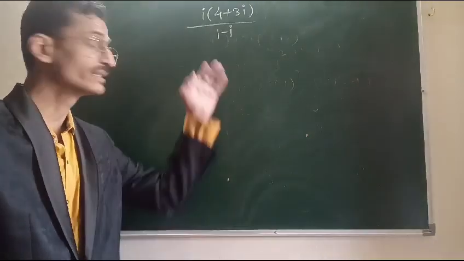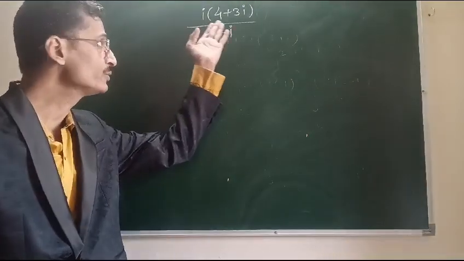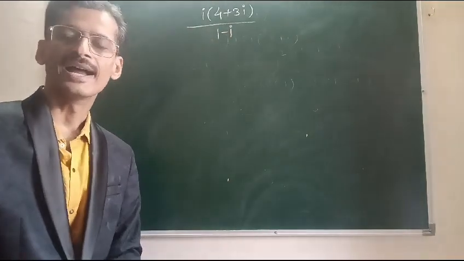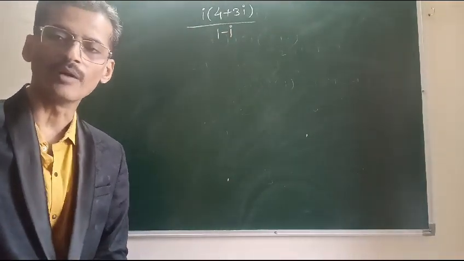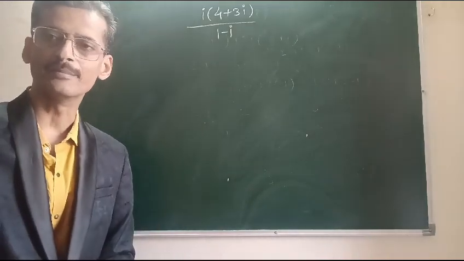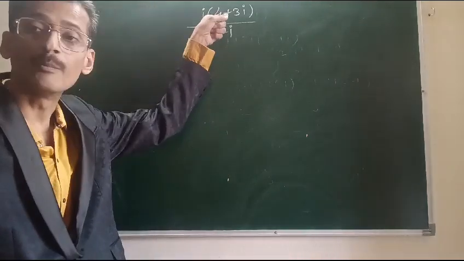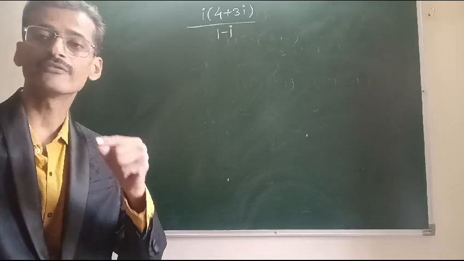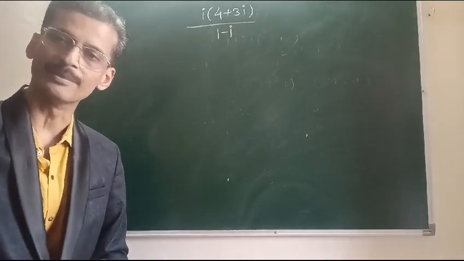Now the question is: (i into 4 plus 3i) upon (1 minus i) is given, and we have to write this in the form of a plus bi, and so write the values of a and b. So here a complex number upon a complex number is given. So this is a question of division of two complex numbers.